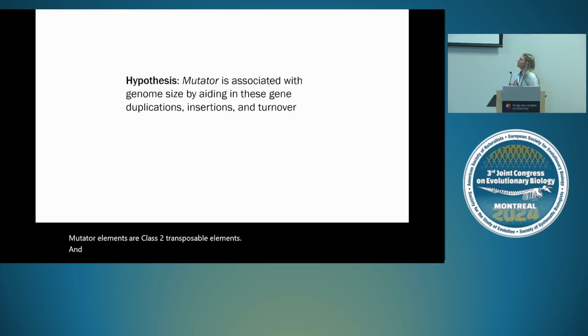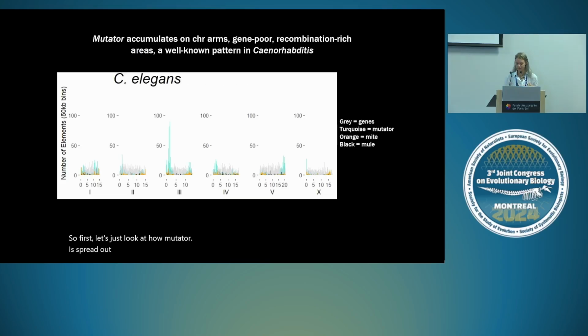And so we're left with this question: how is class 2 expanding genome size? My hypothesis is that mutator is associated with the genome size by aiding in the duplications and insertions of genes. So first, let's just look at how mutator is spread out in Caenorhabditis. This is what we expect to see.